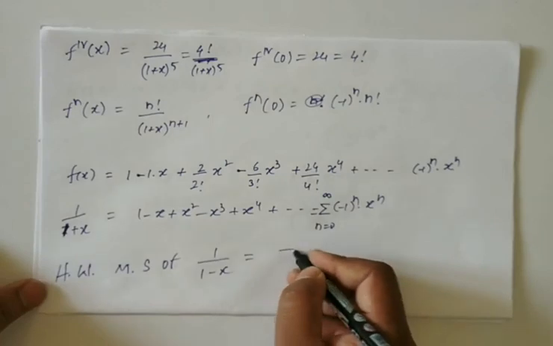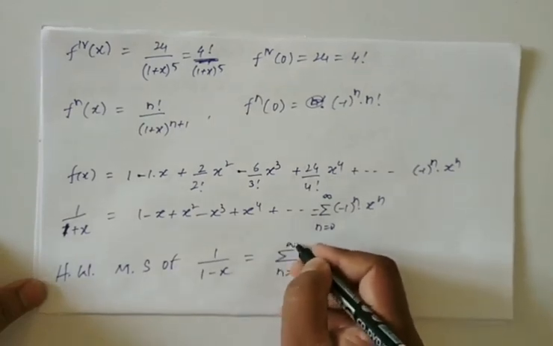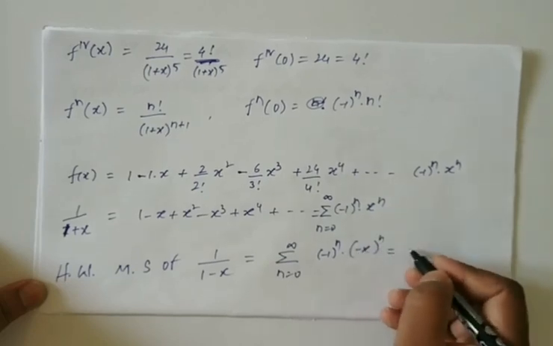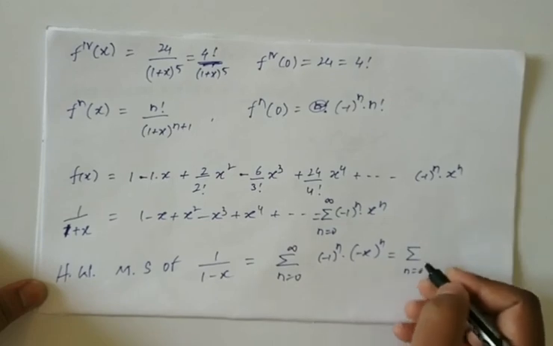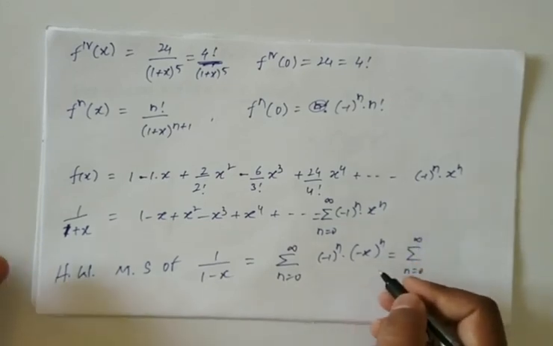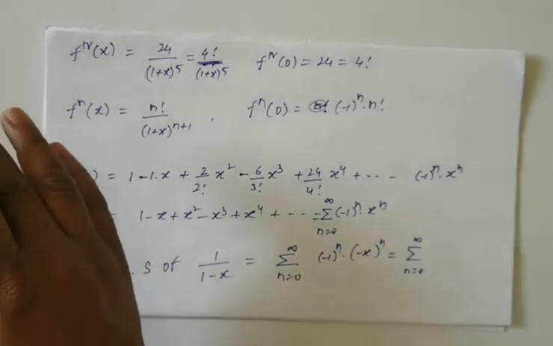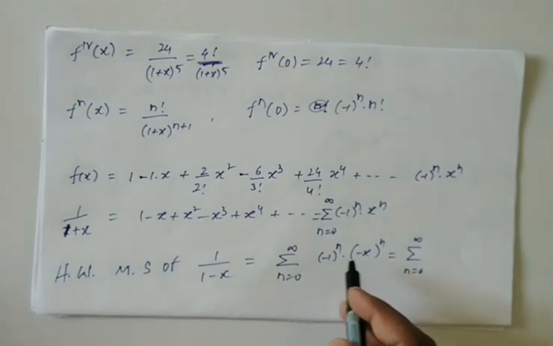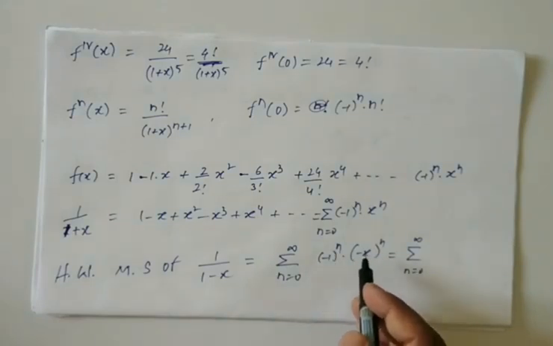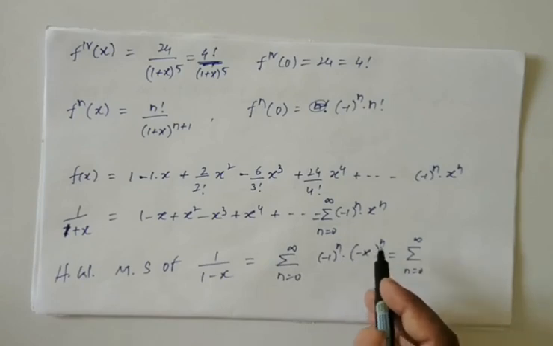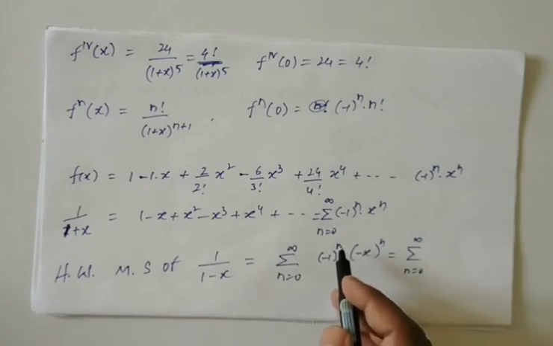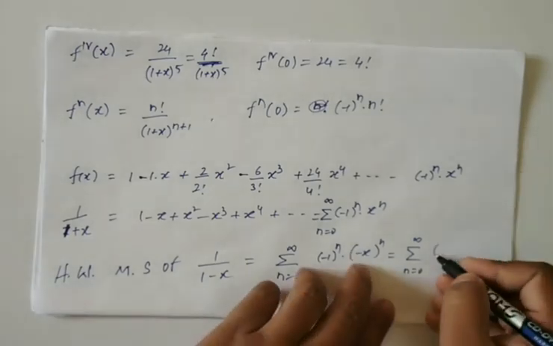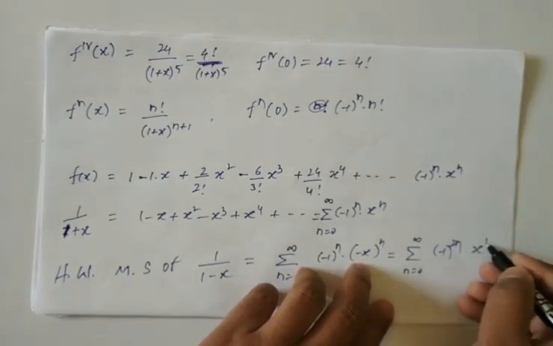Summation n equals 0 to infinity of (minus 1) to the power n times (minus x) to the power n is nothing but (minus 1) to the power n into (minus 1) to the power n into x to the power n. That means (minus 1) to the power 2n into x to the power n.